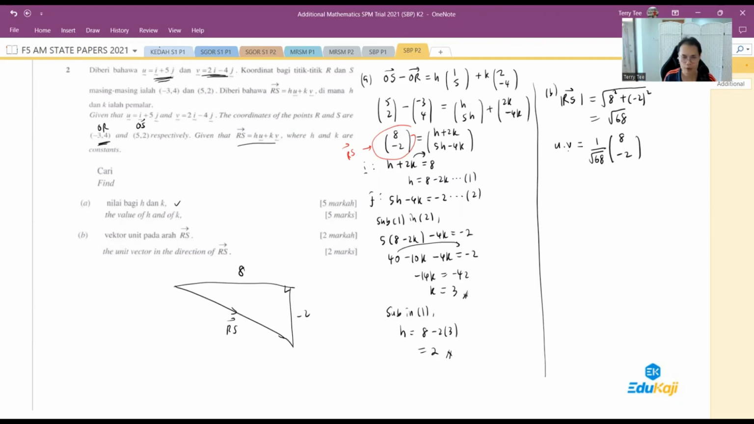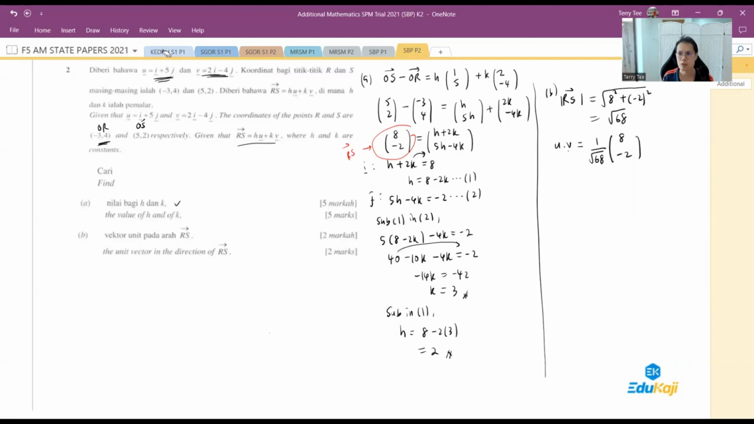Okay, but if I want to find the unit vector, I want to find what is 1 unit of this. Now we know the magnitude is square root 68, which is 8 point something, right? So you just divide into 8 point something parts. So one part of it is your unit vector. Okay, so we will just take this and divide.